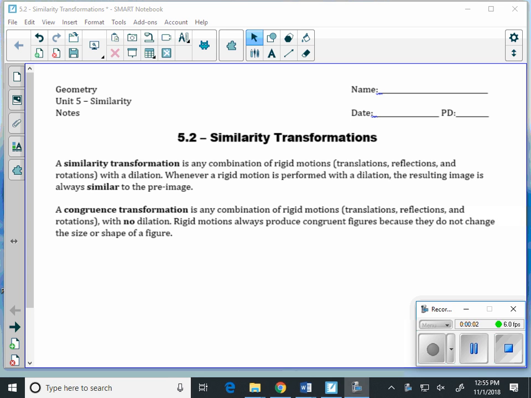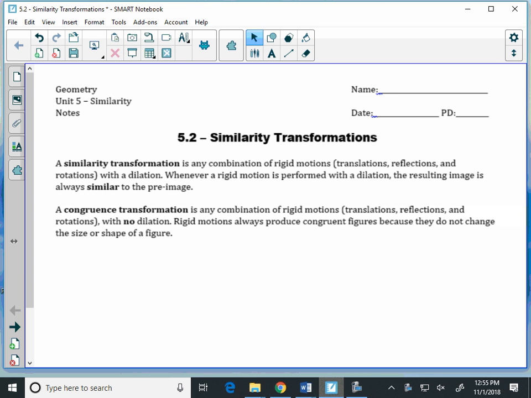We talked about, for the last couple of days, dilations and how dilations create similar figures. Today we're going to talk about similarity transformations, and a similarity transformation is any combination of rigid motions, which are translations, reflections, and rotations, with a dilation. So we might do a reflection and then a dilation, or a dilation and then a translation. So some combination of transformations with a dilation.